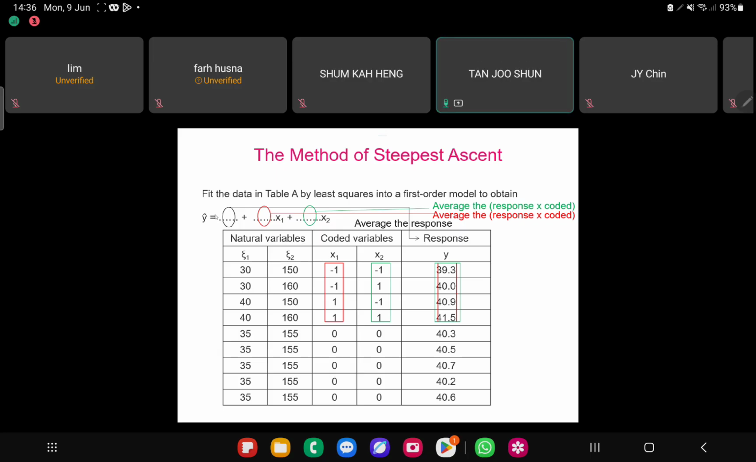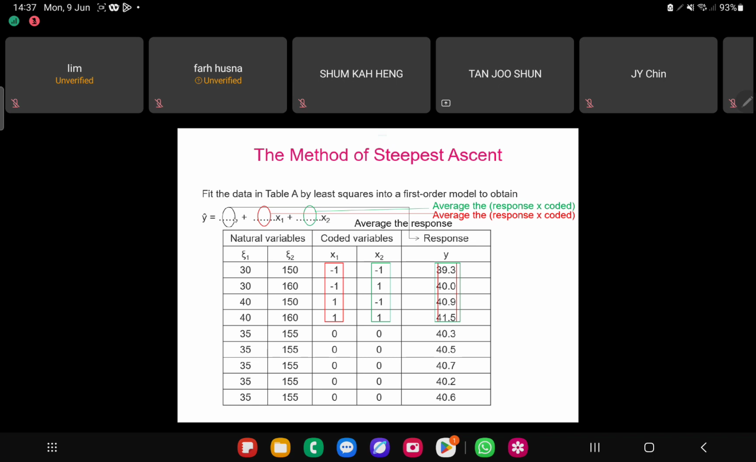Normally, the first order model will be y equal to coefficient plus coefficient times factor 1 plus coefficient times factor 2. Then you will get a straight line, a first order model straight line. To calculate the coefficients, you have to average the response. You have to average out the response, then you will get this. All the responses are the whole one.